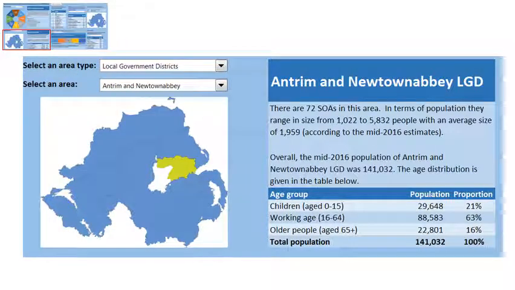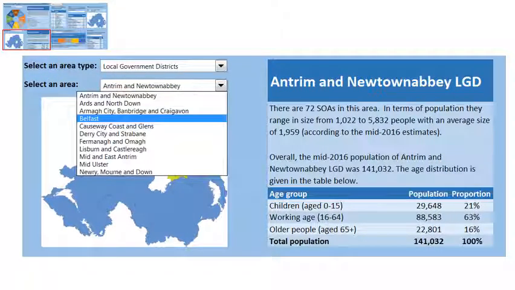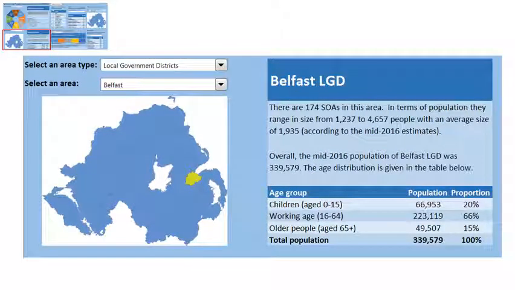You will see the map is split into local government districts. As they are alphabetically listed, Antrim and Newtownabbey is highlighted. The description beside the map updates with demographic information about Antrim and Newtownabbey. You can then change it to the LGD you're interested in, for example, Belfast. And the map and the demographic description update.